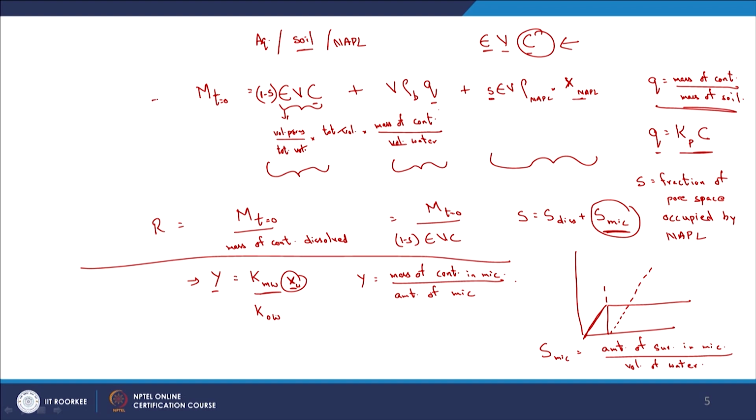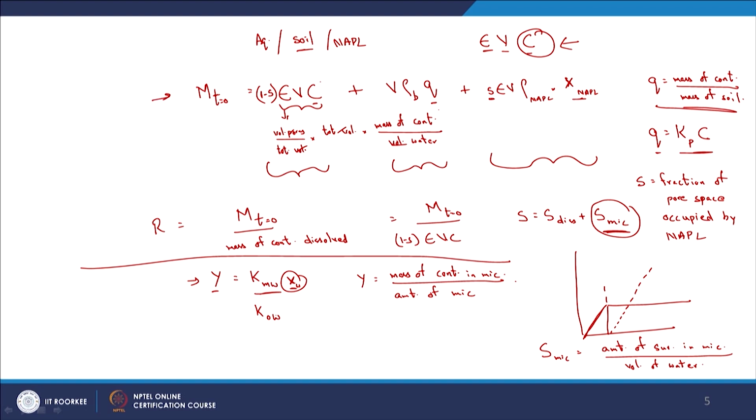Again, what do we see here? It is an equilibrium between the contaminant in the water, which I am representing by x here, and also the contaminant in the micelle. Again, it is an equilibrium between 4 phases now: surfactant and NAPL, soil and water, right. All of these are tied up by different relationships with the concentration in the aqueous phase, and this is one such relationship.